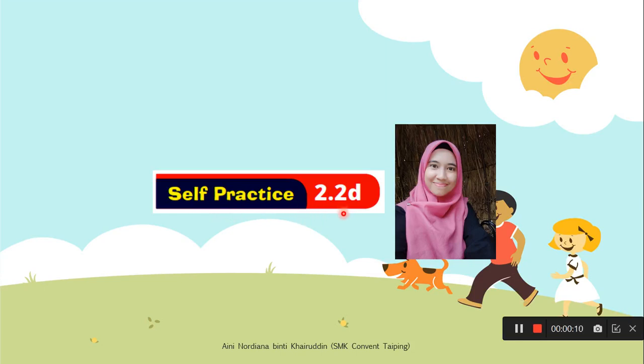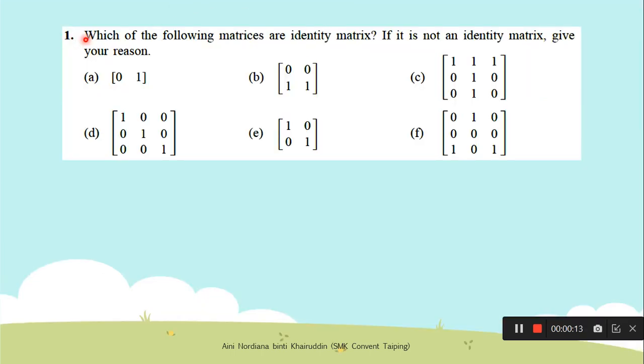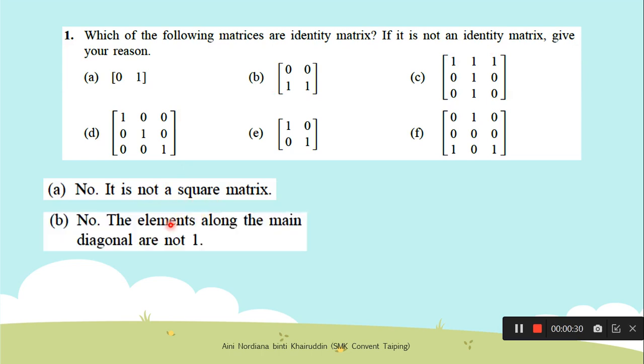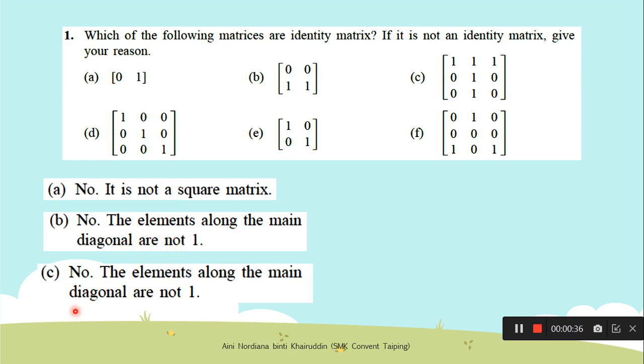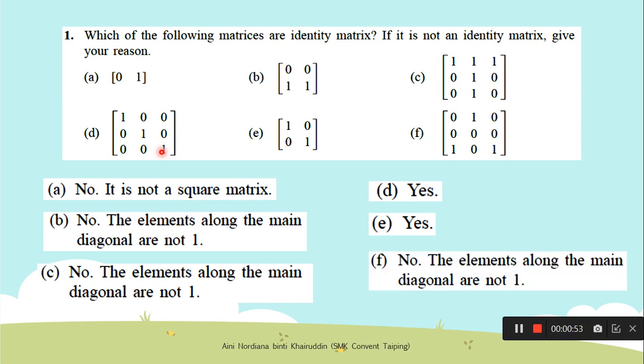2.2D and 2.2E. So, question number 1. Which of the following matrices are identity matrices? If it's not an identity matrix, give your reason. So, for A, no, it's not a square matrix. For B, no, the elements along the main diagonal are not 1. C, also no, the elements along the main diagonal are not 1. D, yes, because the elements of 1 are arranged in diagonal form. E, also yes. F, no, the elements along the main diagonal are not 1.